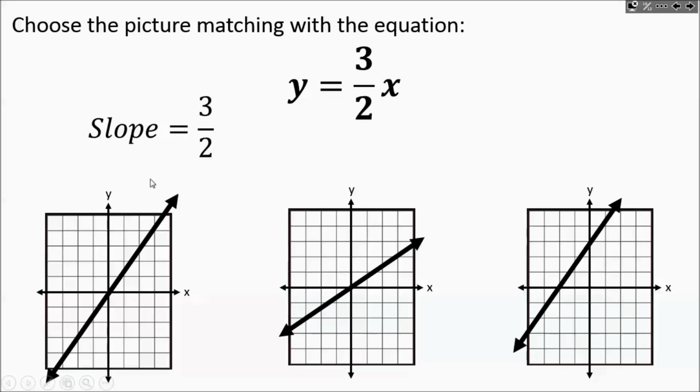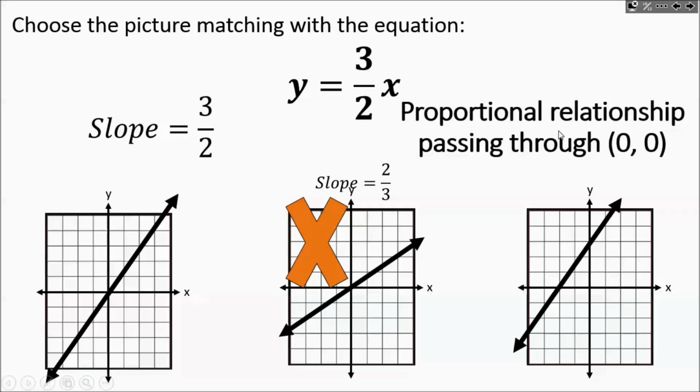Now I'm going to check this out. This is up 3, right 2. That seems to work. This one is up 2, right 3, so it can't be this one. This slope is 2/3. We don't want that one. We want 3/2. Now this slope has up 3, right 2, but wait a minute.